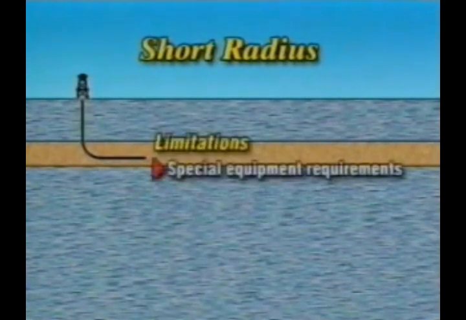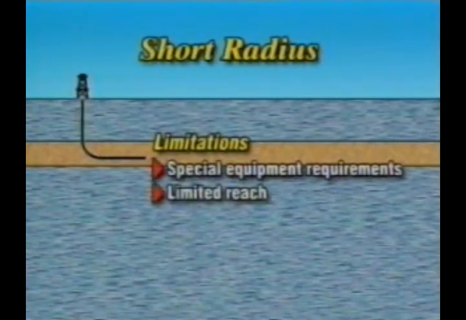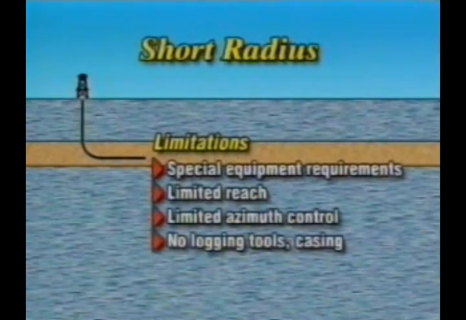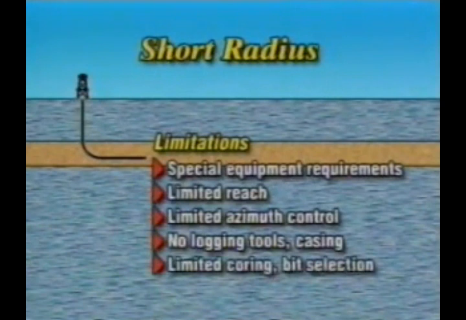Disadvantages of short radius wells include special requirements for such drilling equipment as articulated tubulars, limits on hole size and reach, limited azimuth control, and an inability to run logging tools or casing. Coring abilities are limited, and diamond or PDC bits must be used when drilling with a short articulated motor.